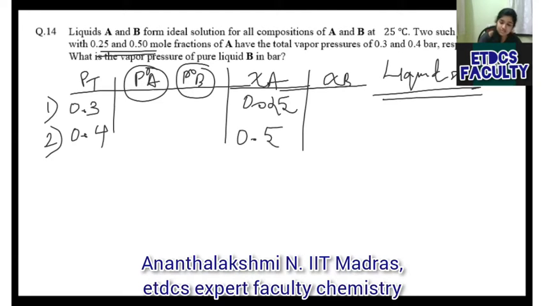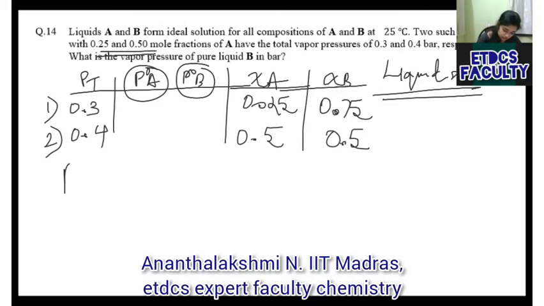Since only A and B are present in the mixture, we can say the mole fraction of B, chi B, will be 1 minus 0.25, which is 0.75. And 1 minus 0.5 will be 0.5. So basically, we have to find P naught B, meaning the vapor pressure of pure liquid, the vapor pressure only when there exists liquid B and no liquid A. That is what we have to find.